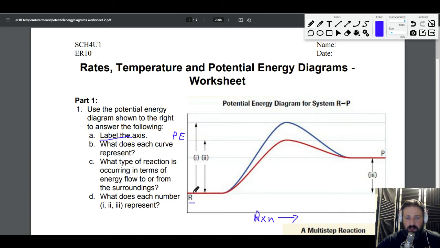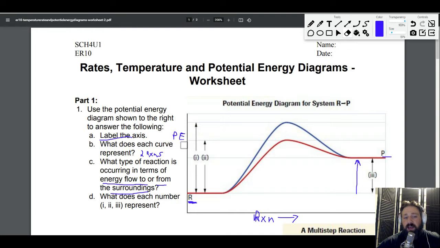So here, this looks like it's one reaction. This looks like it's the same reaction, but this curve goes up higher. So there's two different reactions going on here. So I'll just put two reactions. What type of reaction is occurring in terms of energy flow to and from the surroundings? Remember, what you want to look at is where your reactants are, where your products are, and it looks like we're going up here. So that means this reaction is gaining potential energy.